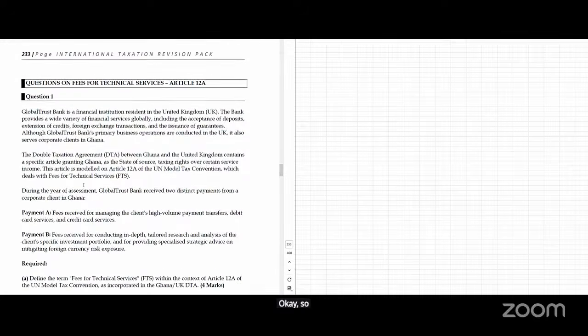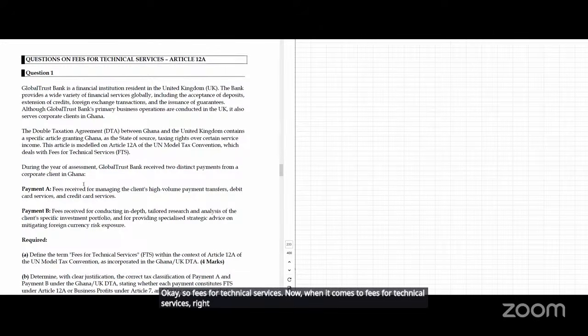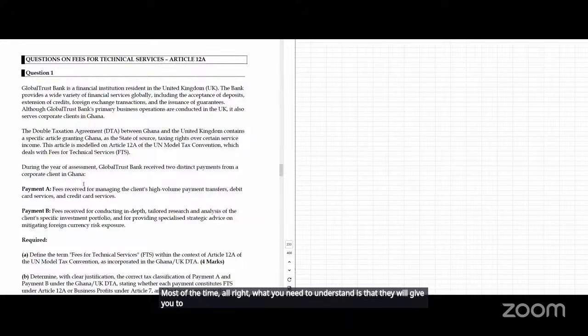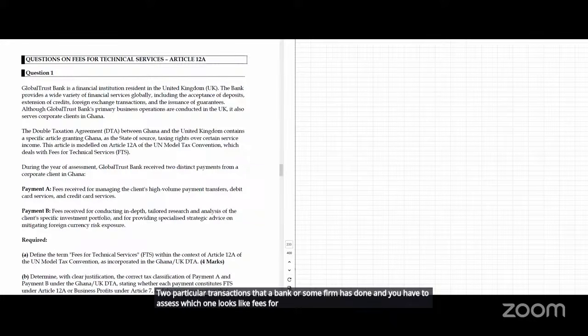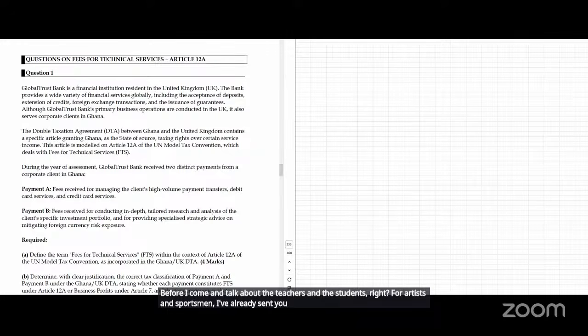Okay, so fees for technical services. Now, when it comes to fees for technical services, most of the time, what you need to understand is that they will give you two particular transactions that a bank or some firm has done, and you have to assess which one looks like fees for technical services. So I want to take the time to just explain it briefly, and then I think we are good to go. Before I come and talk about the teachers and the students, for artists and sportsmen, I've already sent you a video on that. Make sure you look at it.